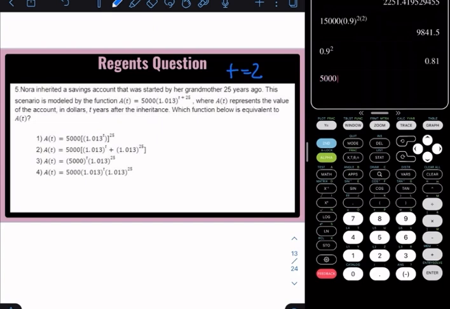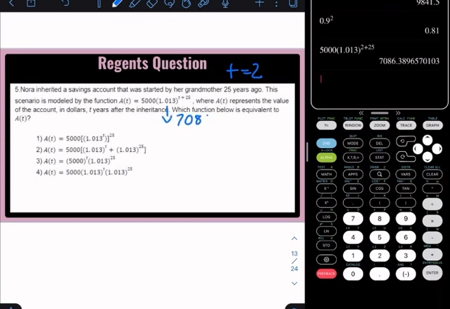So let's try this. 5,000, then parentheses 1.013 raised to the t power, which t is 2, plus 25. So I need to get something that is 7,086. All right, let's look at answer choice 1. 5,000, parentheses 1.013 raised to the t power, which is 2, raised to the 25th power. And that gives me 9,537. I don't like that, so not going to be the answer choice.